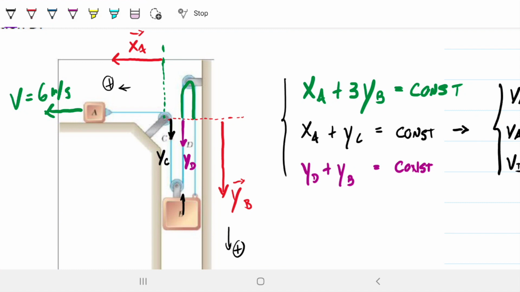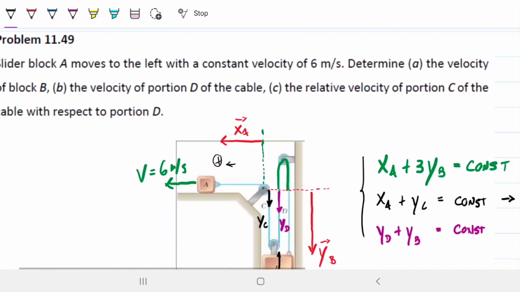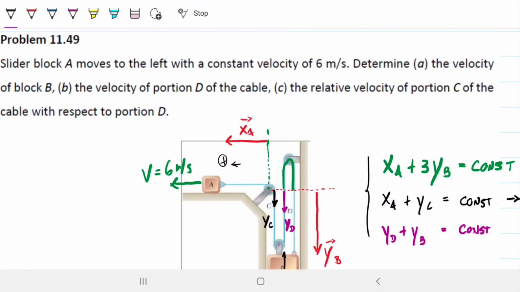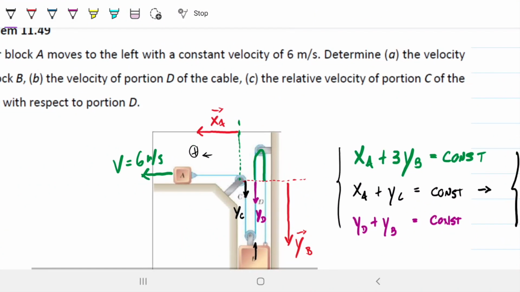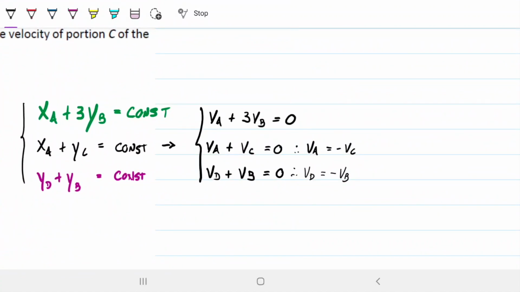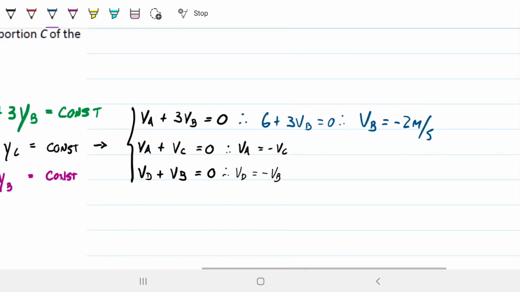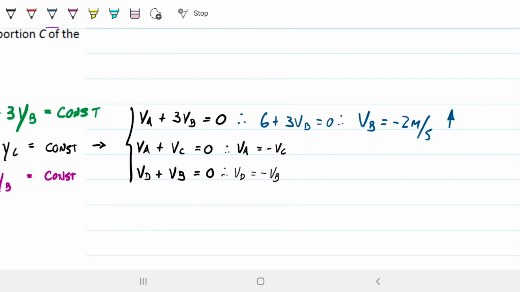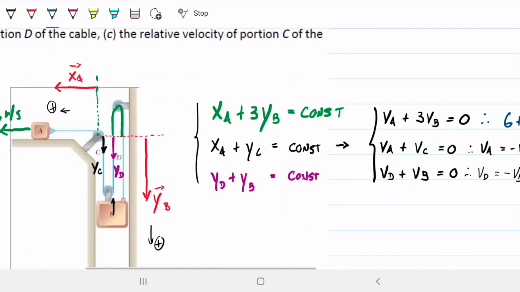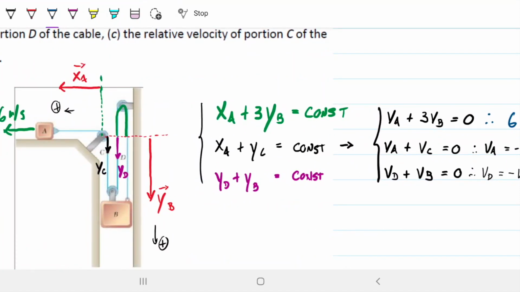Cool. Now we can answer the questions. What were the questions? I forget. A, what's the velocity of block B? That's very straightforward. If the velocity of A is 6, we can use this straight off. 6 plus 3 times VB equals 0. So therefore, VB equals minus 2 meters per second. Minus 2 meters per second means that this block is moving upwards. So if A is moving to the left, B is moving upwards, and that is very intuitive when we look at the drawing.